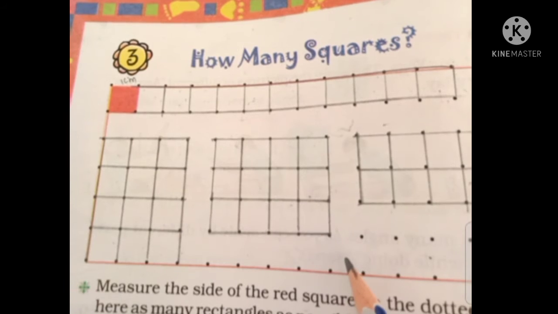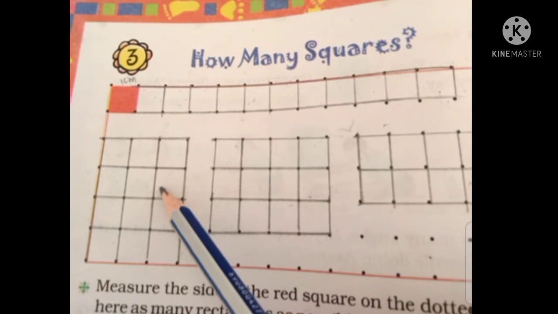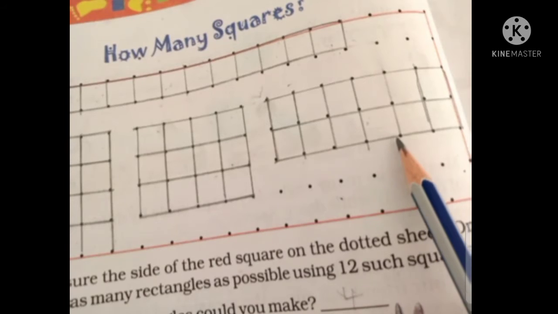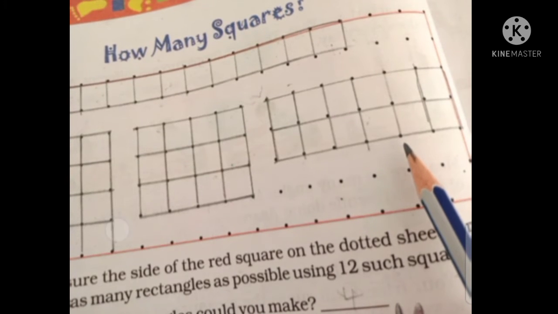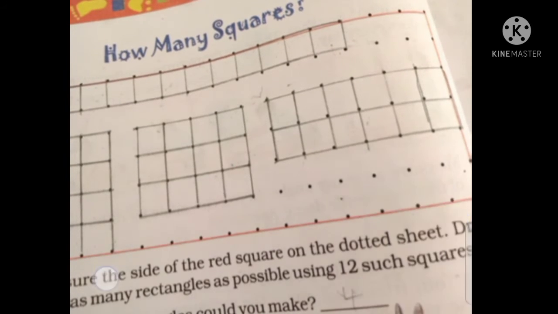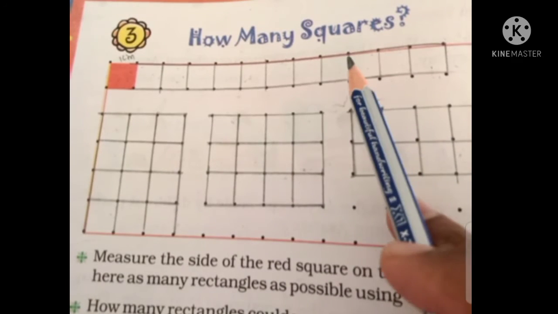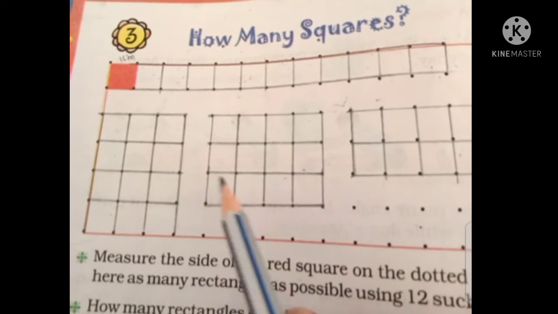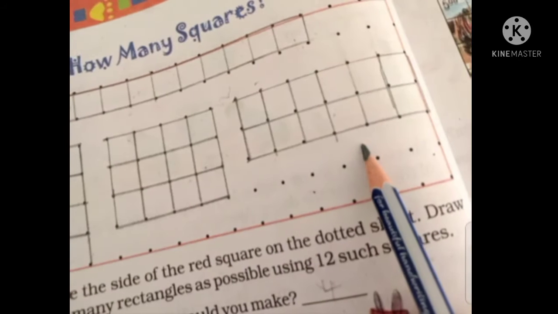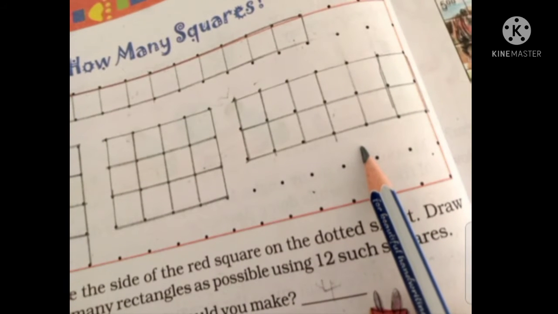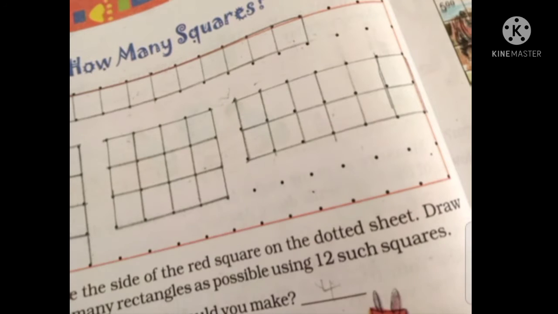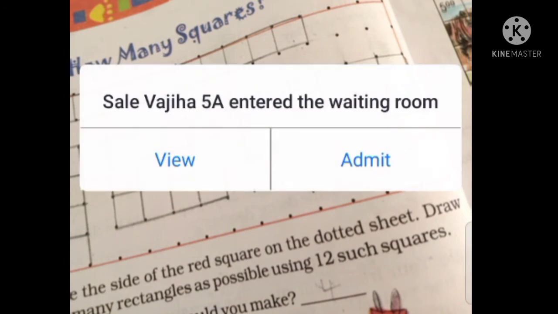Now you also count the perimeter of this shape. Count it, everyone. What is the perimeter of the shape? So understood? This one is 26 centimeters. These both are 14 centimeters and this one is 16 centimeters. So all the perimeters of the rectangles are different. Understood? But the area is the same, because here we have used 12 squares. That means the area is the same.